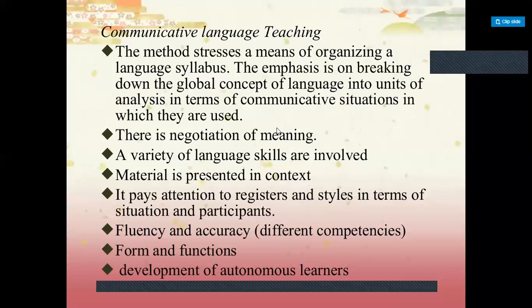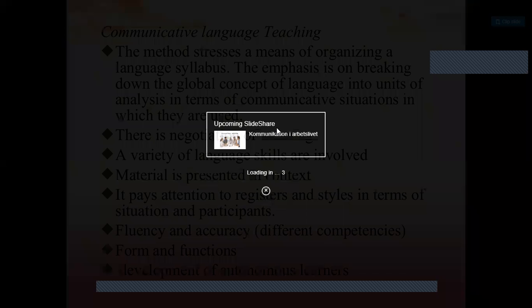Okay. Here, a variety of language skills are involved. Material is presented in context. It pays attention to registers and styles in terms of situation and participants, meaning the way in which you're going to talk to everybody, right? Depending on the context, the situation, the setting, the people, whatever. Fluency and accuracy, right? Then forms and functions, and finally development of autonomous learners. So meaning that you have to learn on your own in order to implement all that you researched inside the learning context. And that's all.